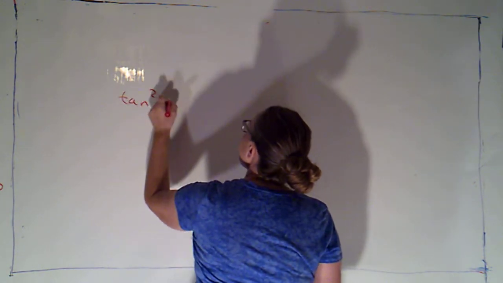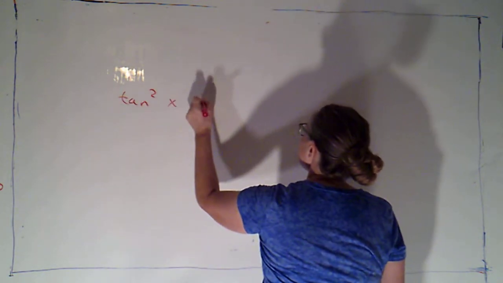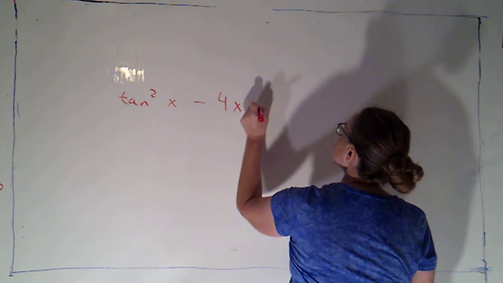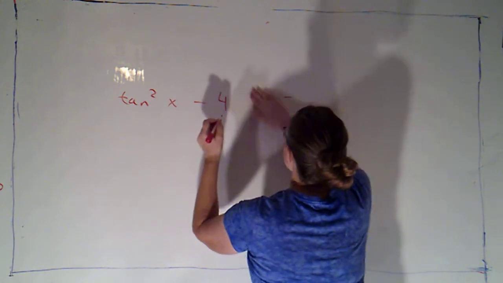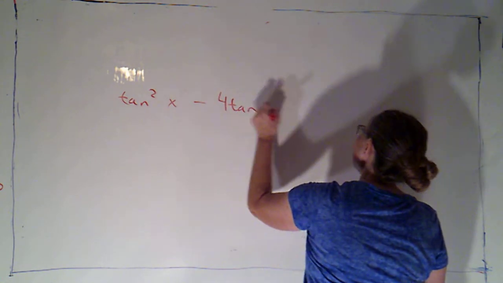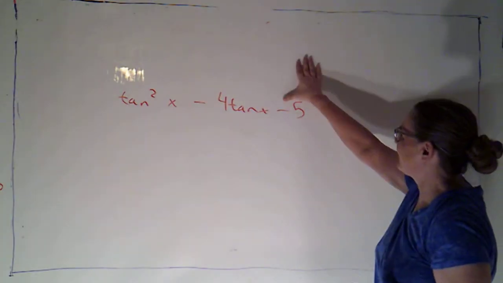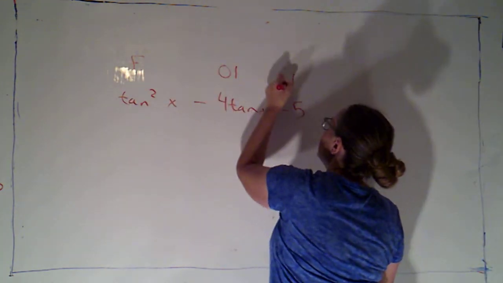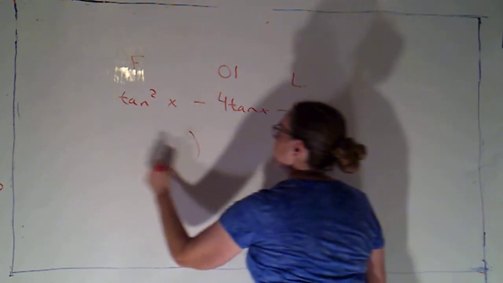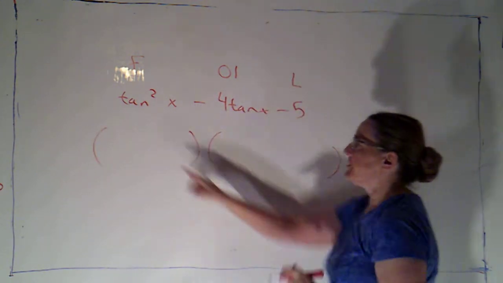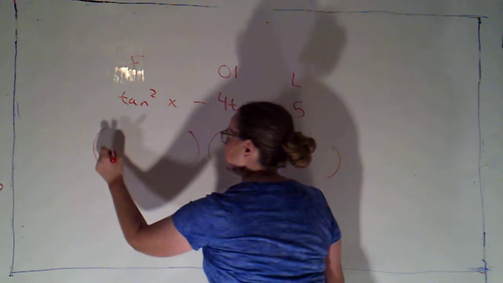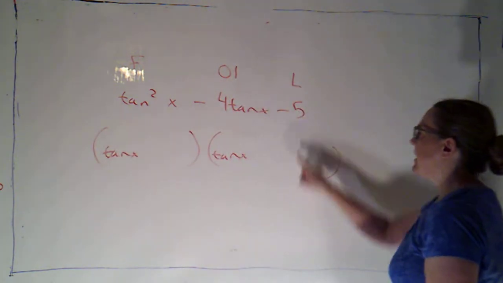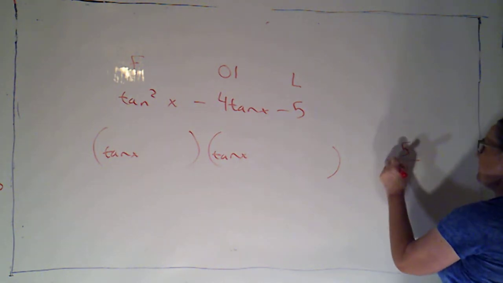Let's say we had tan squared x minus 4x, minus 4 tan x minus 5. Okay, so I'm hoping that this is the result of foiling. So if it is, in order to get a tan squared, I'd have to have a tangent of x and a tangent of x. Then I need numbers that are going to multiply to give me 5.